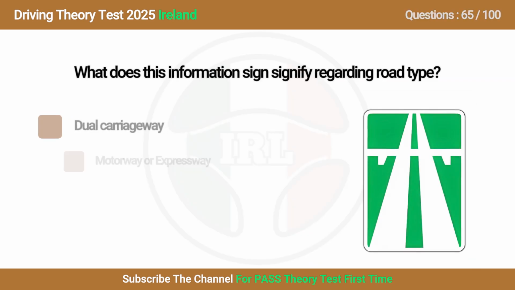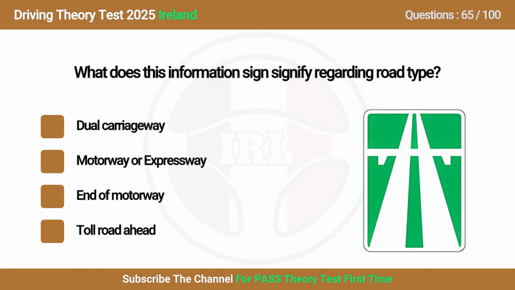Question 65. What does this information sign signify regarding road type? A. Dual carriageway. B. Motorway or expressway. C. End of motorway. D. Toll road ahead.